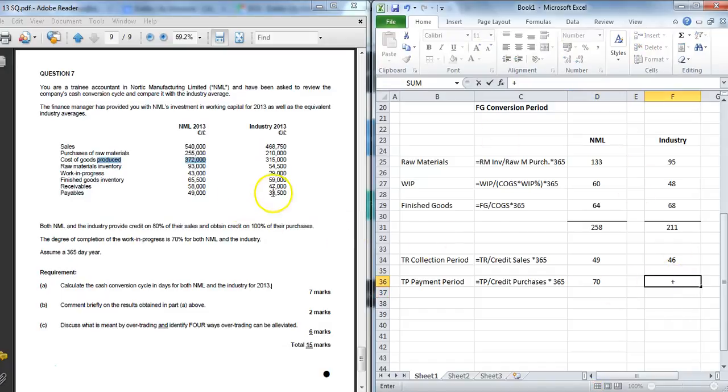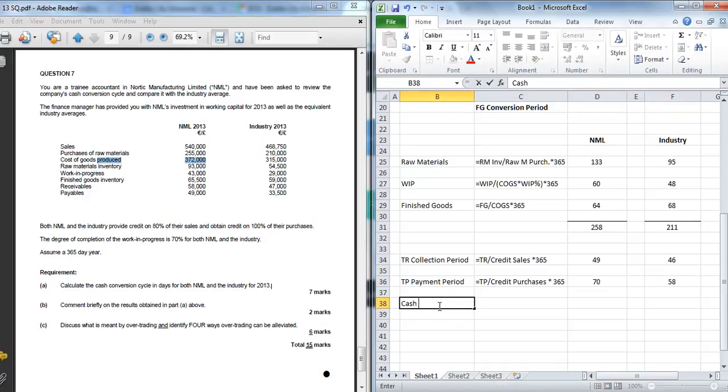It's going to be 33.5 divided by 210, which is the purchases, and 100% are on credit, times 365. So 58. So we can see here, actually NML are better at managing their creditors than the industry, because they're getting 12 days extra credit.